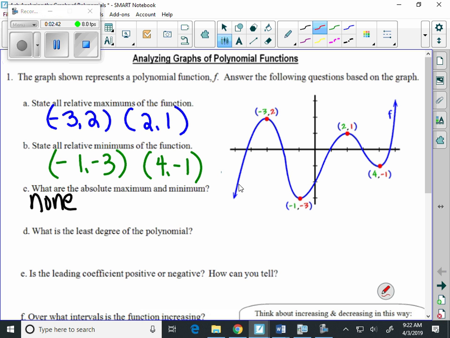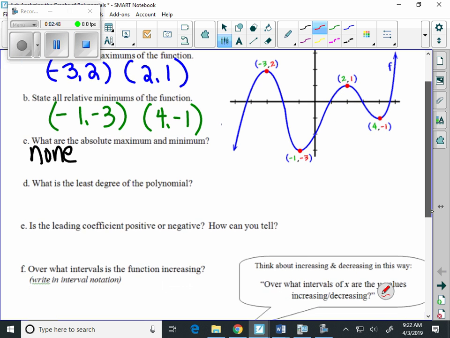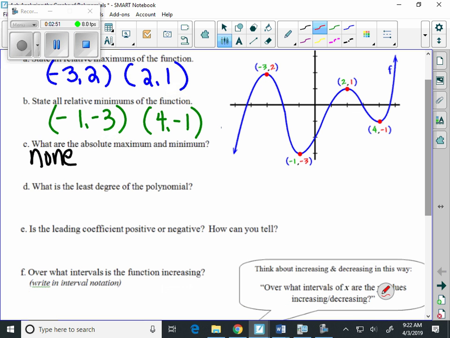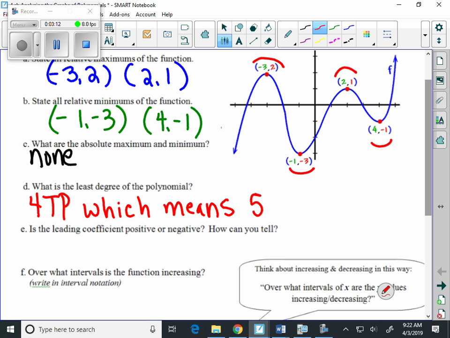Leads us to question D, which says, what is the least degree of this polynomial? Well, when I start to answer that question, again, I go back and I look at the turning points. Here is a turning point. Here is a turning point. Here is a turning point. There is a turning point. There are 4 turning points in this graph, which means that we are working with a 5th degree. That's the lowest degree that we could have in this graph. We actually could have more, but based on the number of turning points that we have in the graph, that's the lowest degree that this polynomial can be.